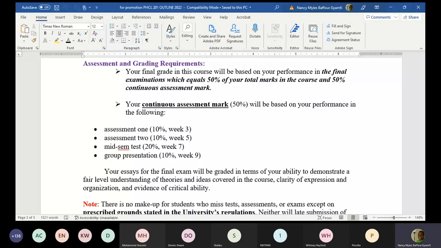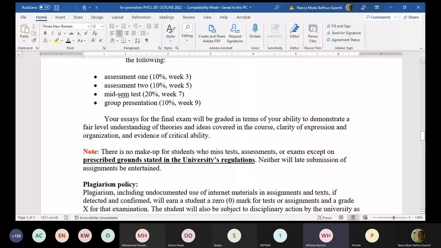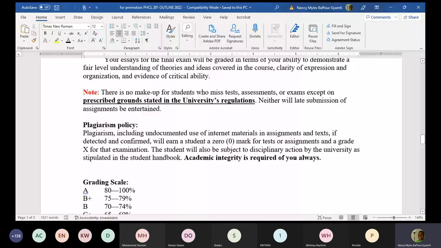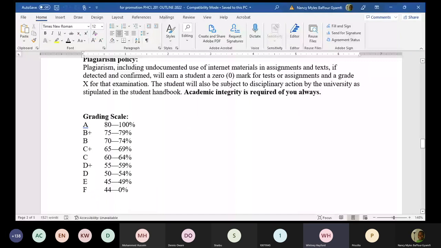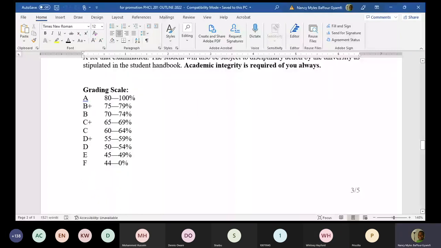Okay. Plagiarism, you know, University of Ghana's focus on integrity at all levels. Take note of that. Then the reading list, this is very important to you.